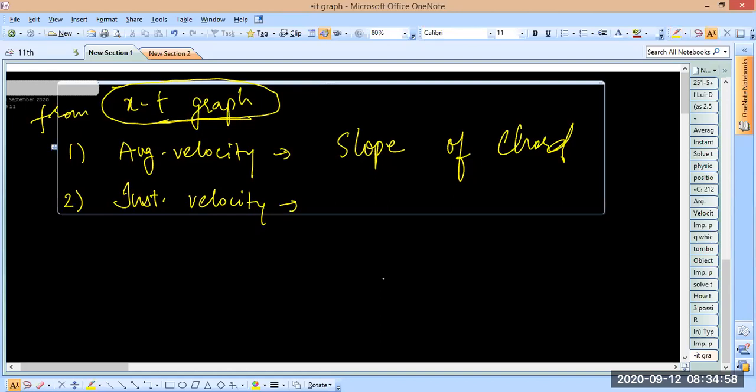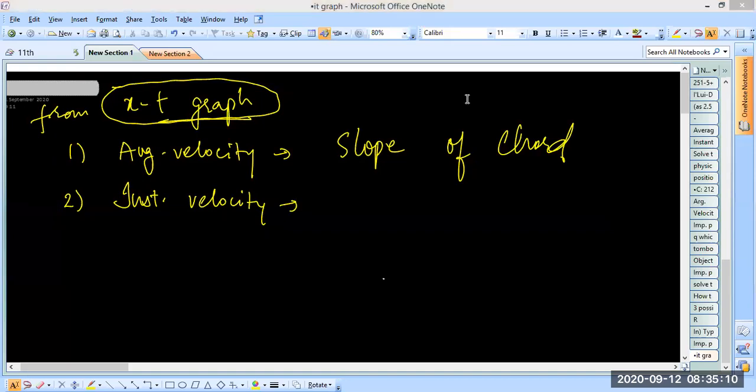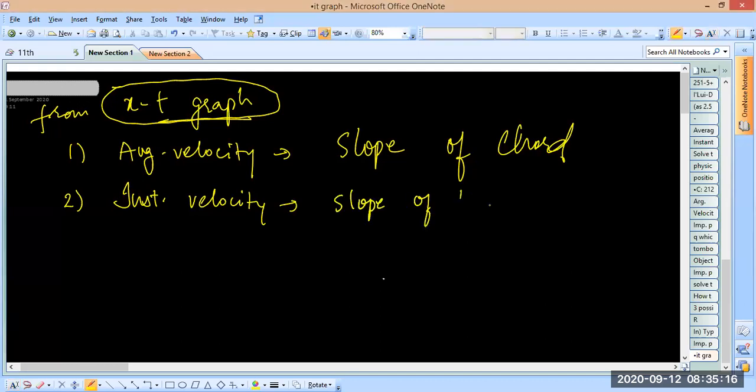No Kavya, no. Yes, that's right. Most of you got it right. Slope of tangent. Please listen to the question carefully. The question is from xt graph, how do you find instantaneous velocity? Then you do it by slope of tangent.